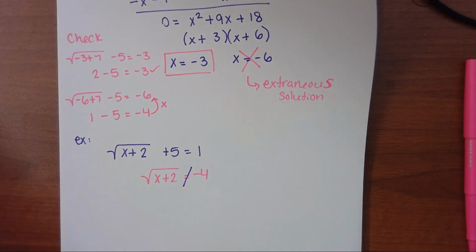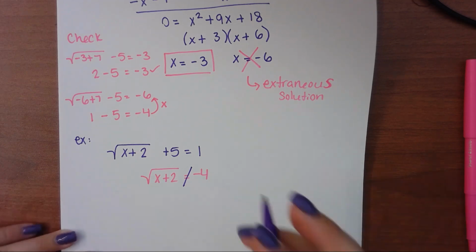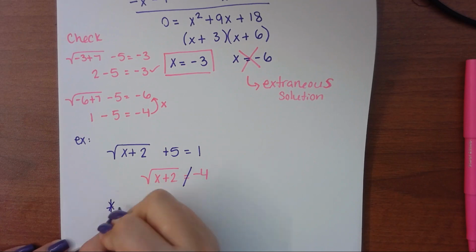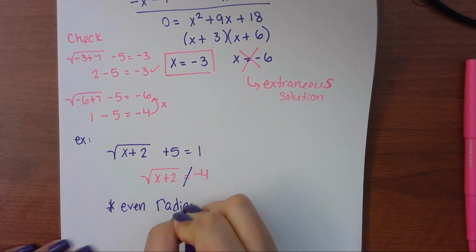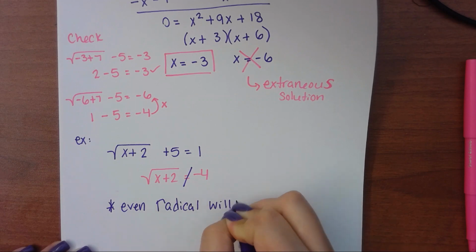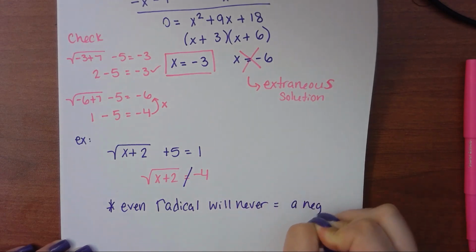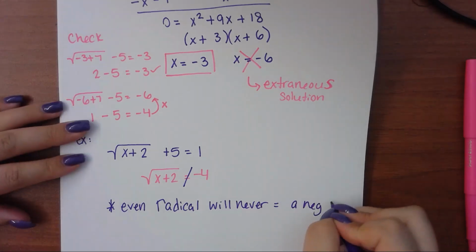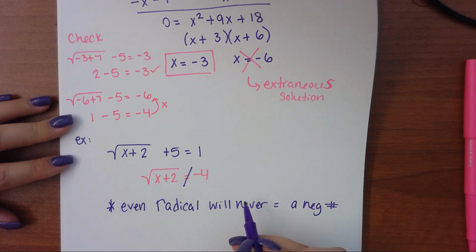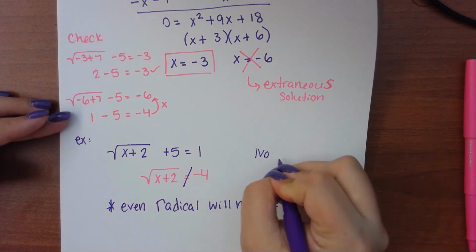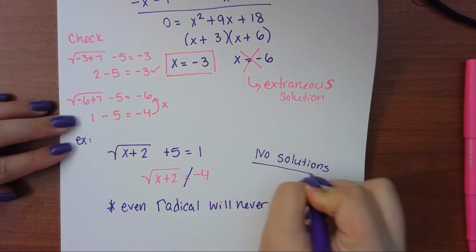Sorry about that. Okay, so this will not work, and that's because an even radical will never equal a negative. I can automatically tell you right here, if I have an even index, it's never going to equal a negative. And for this one, there would be no solutions. You can go ahead and solve them and check them, but they will not work.